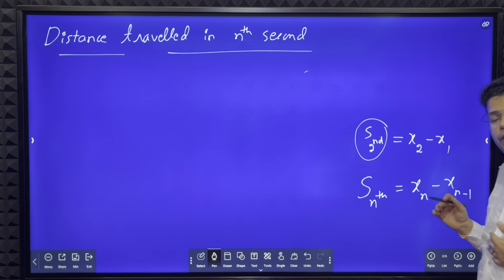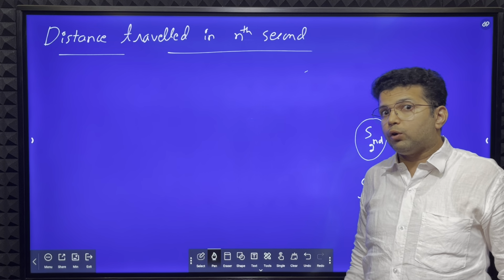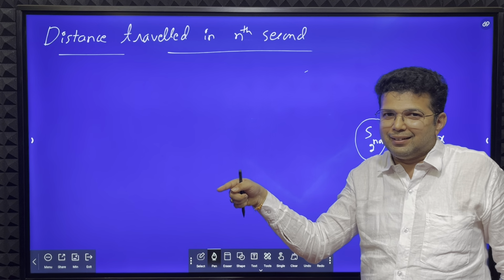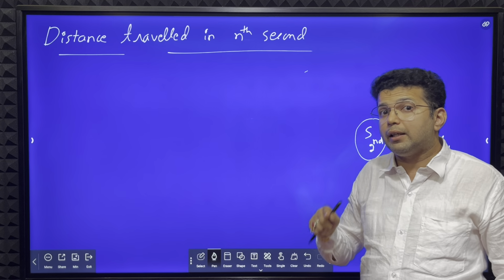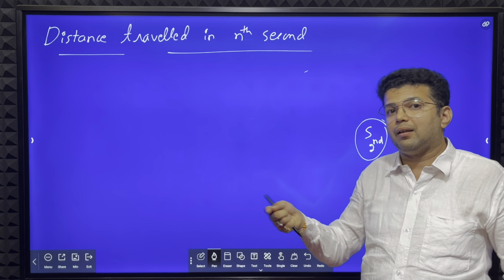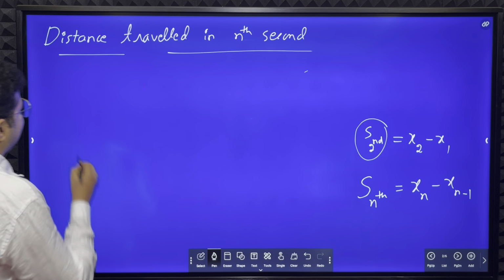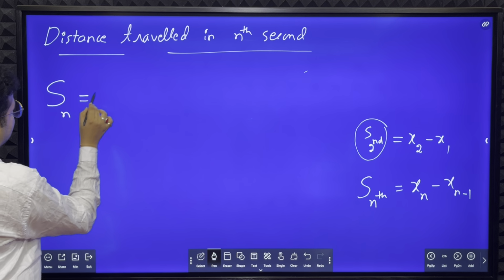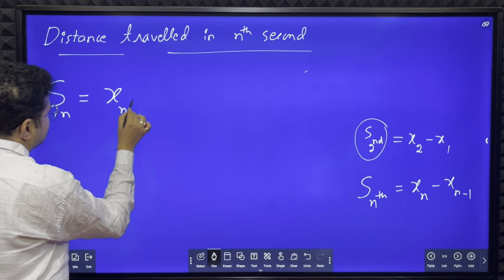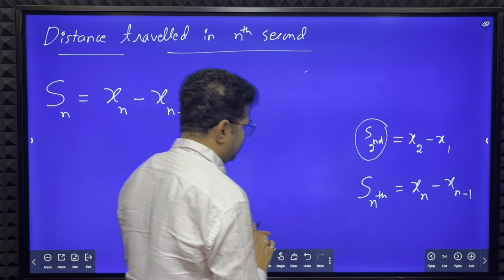If we have to calculate distance traveled in the 10th second, for example, we calculate distance traveled in 10 seconds minus distance traveled in 9 seconds. Then we will get the distance traveled in the 10th second, from 9 till 10. So I'll write it here: distance traveled in nth second is equal to distance traveled in n seconds minus distance traveled in n minus 1 seconds.